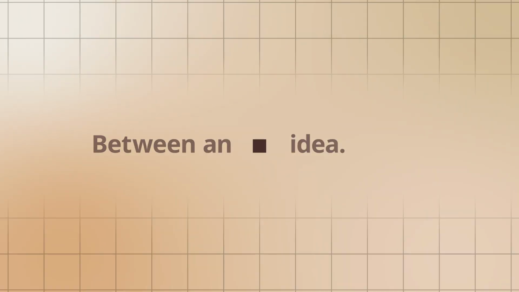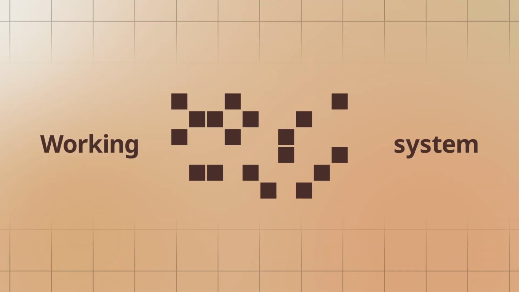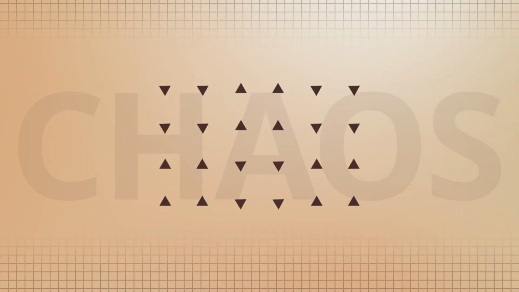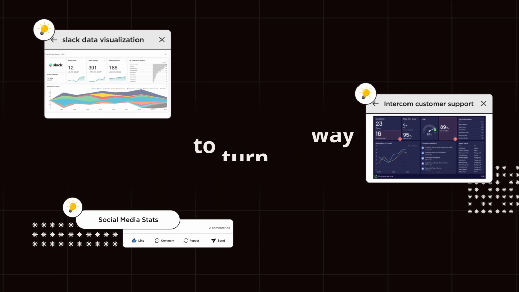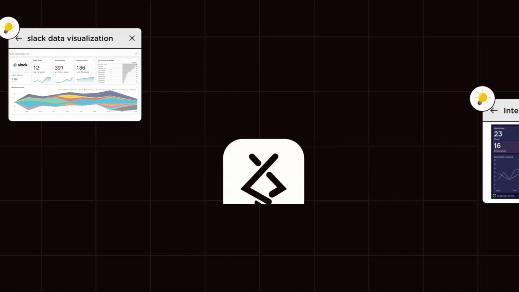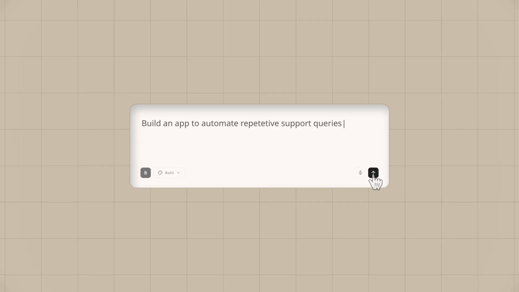Between an idea and a working system is chaos. You don't lack ideas, but a reliable way to turn ideas into real systems. Architect starts with intent. Describe what you want to build.